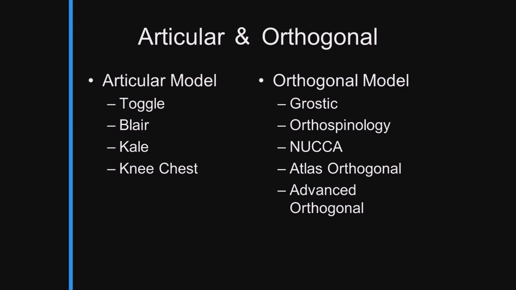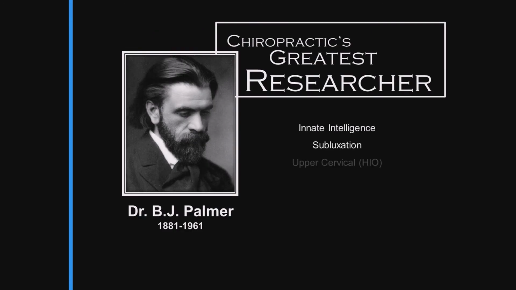B.J. Palmer was known as chiropractic's greatest researcher, and he introduced concepts to us of innate intelligence that runs the body, of subluxated vertebrae. He developed the hole-in-one technique of upper cervical adjusting, and he was the first to use x-rays in order to look at the vertebrae to determine a listing from which you can adjust.